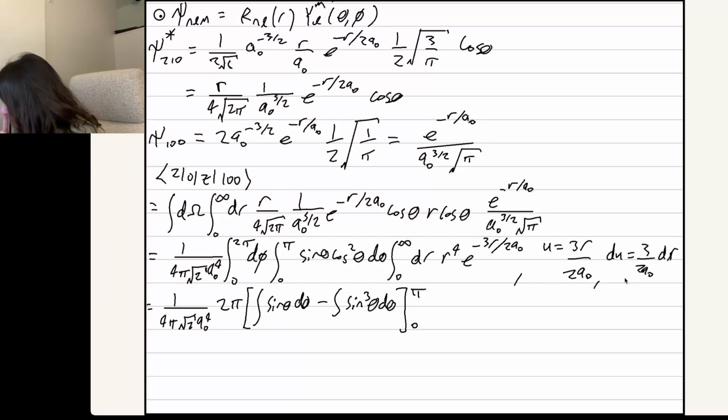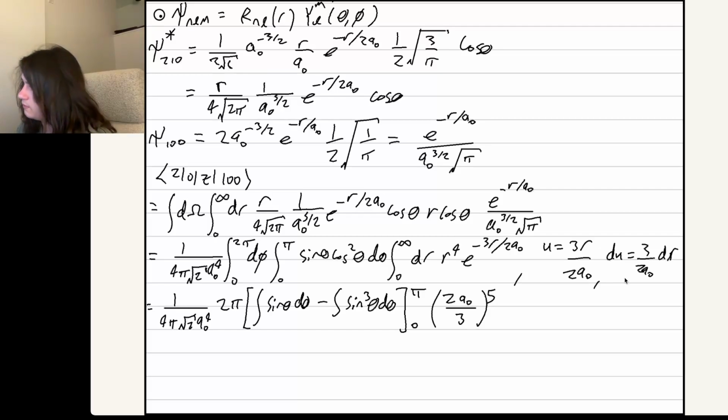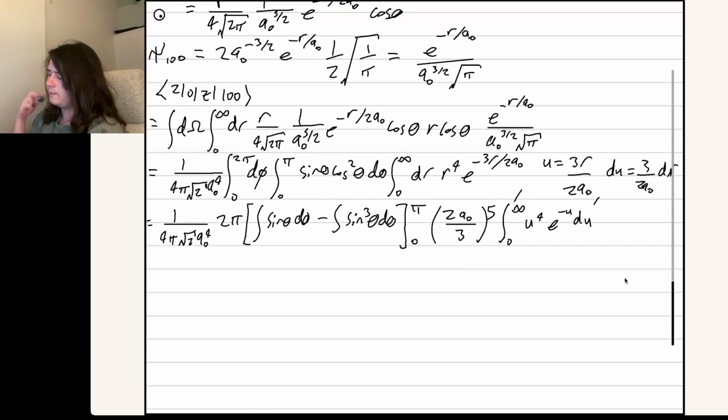And then the radial integral, now that we've factored out the u stuff, we'll have 2a naught over 3 to the 5th to account for r to the 4th and dr. And then in here it's just the integral from 0 to infinity of u to the 4th e to the minus u du. Okay.